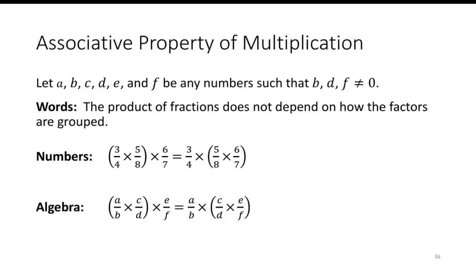The associative property is when you have three or more fractions together that are all being multiplied. It doesn't matter which pair of fractions you multiply first. So the product of fractions does not depend on how the factors are grouped. So the 3/4 times 5/8 could be first, then times 6/7, or the 5/8 times 6/7 could be first, and then times 3/4.